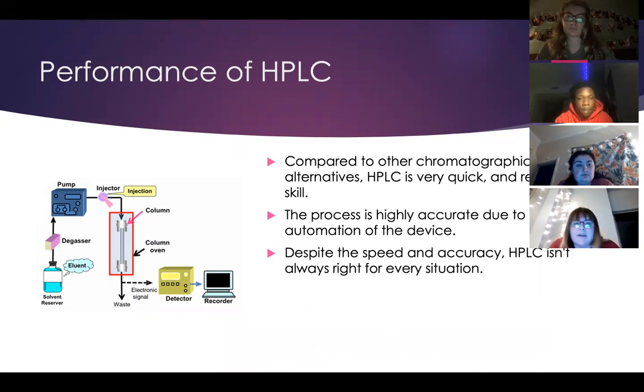Performance of the HPLC. Compared to other chromatographic alternatives, HPLC is quick, easy, and requires little skill. The efficiency of this device is due to the fact that it uses a pump rather than gravity to force the liquid solvent into the adsorbent metal. The entire process takes only 10 to 30 minutes to receive results. The automation of this device accounts for not only the speed, but also the ease of use. The process of this device is highly automated, so little work has to be done to receive results.